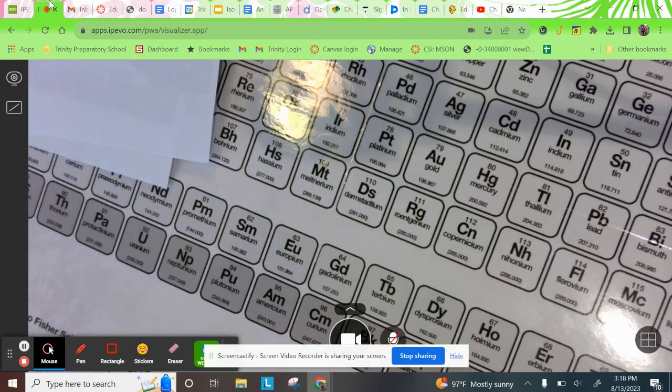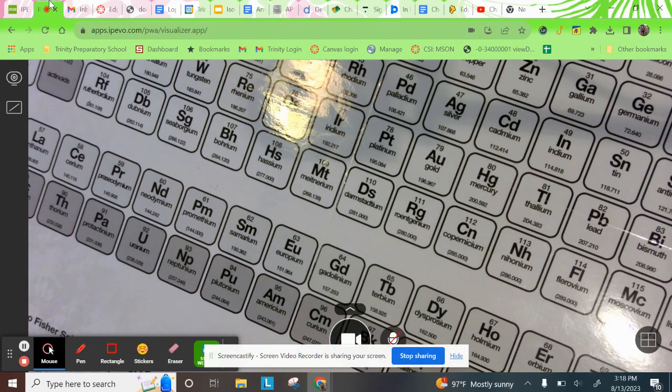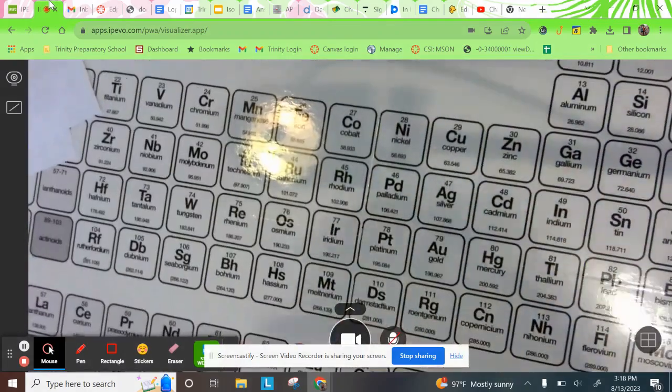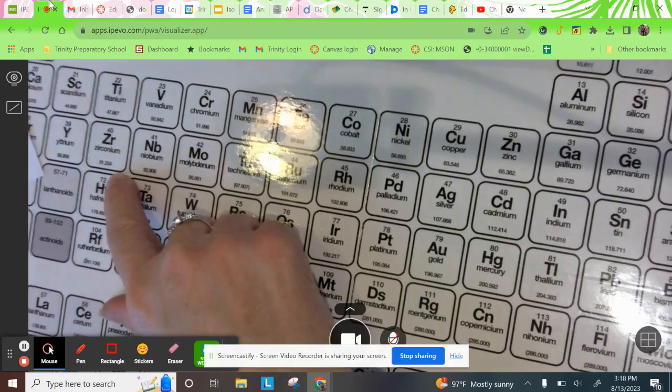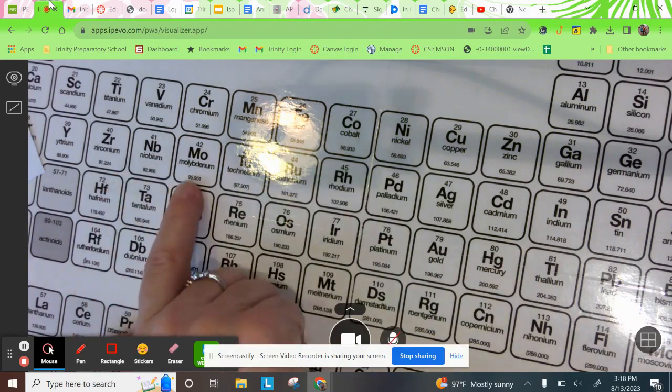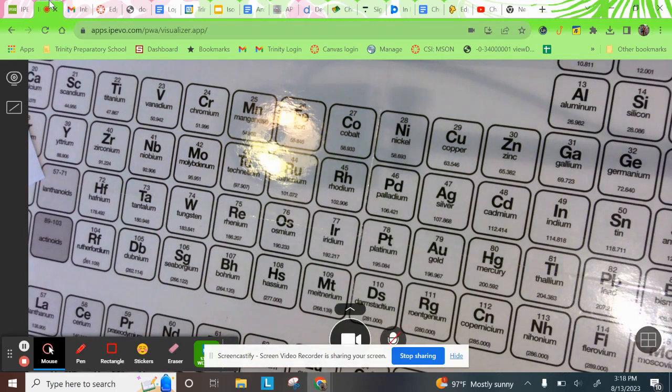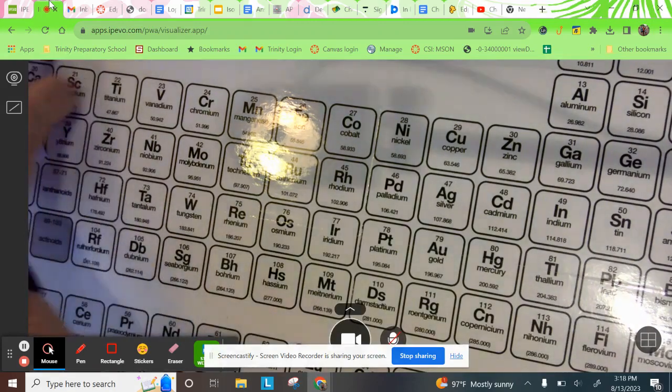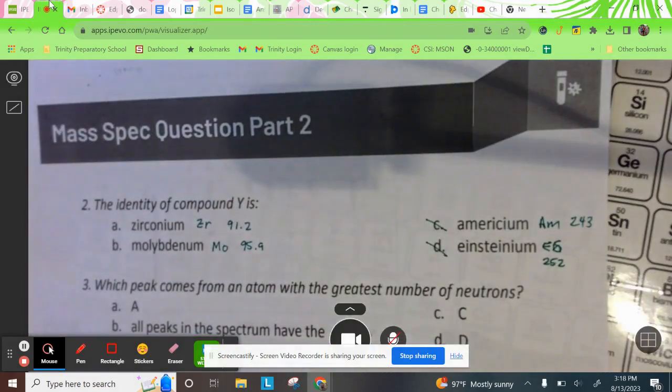Zirconium, what is ZR? ZR is over here. ZR is 91.2. So I'll put that there. Molybdenum, MO, is 95.9. And americium, AM, where is that guy? Down here, 243. So I know for sure C and D are out when I get down to that. If I look at this, C and D are out of the picture.